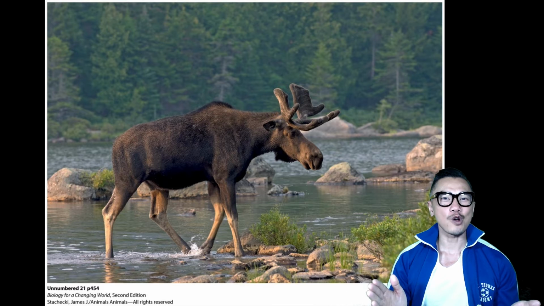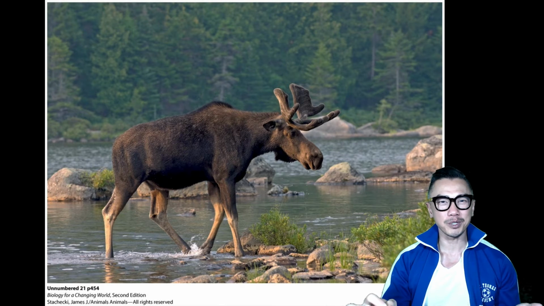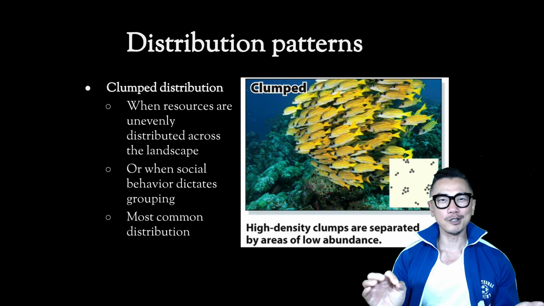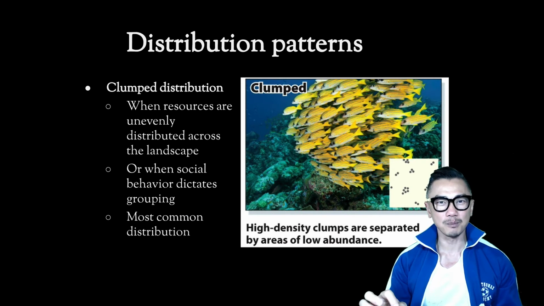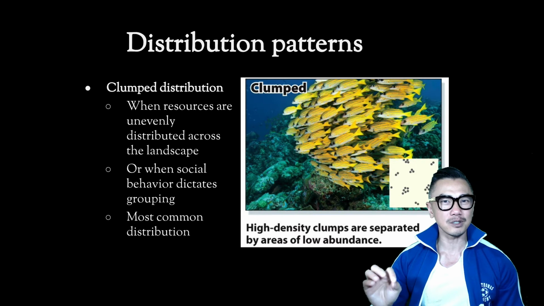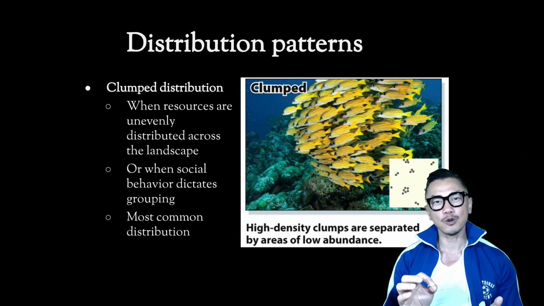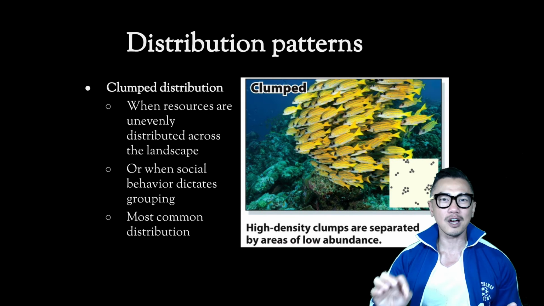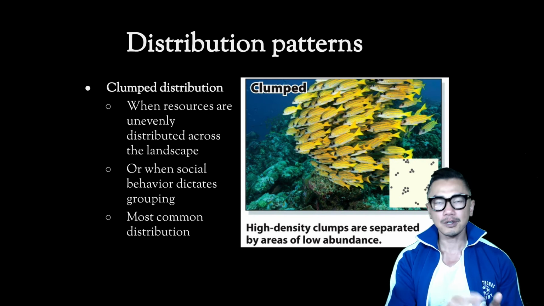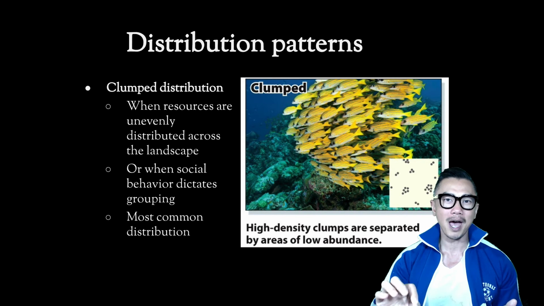As I mentioned before, moose on Isle Royale are distributed in a random fashion. In a clumped distribution, organisms will be found in high-density clumps, separated by areas of low abundance. There are two reasons why you might find organisms in a clumped distribution. First, resources might be unevenly distributed across a landscape or geography. Second, social interactions or behavior might dictate grouping. Clumped distributions are the most common distribution patterns in nature.